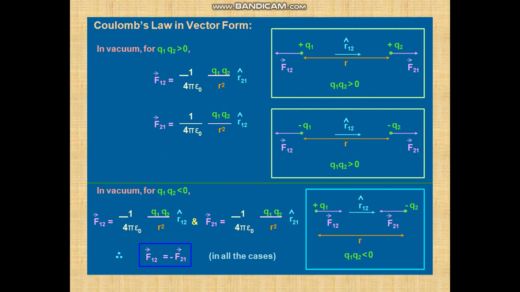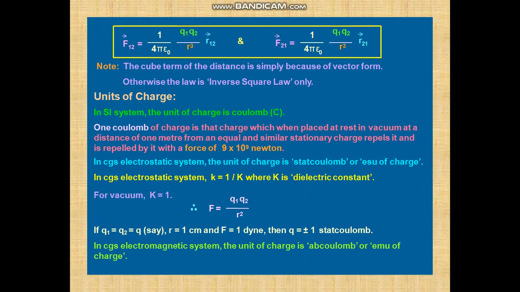And if two positive charges or two negative charges are lying at some distance, then the force of interaction between the two charges will be repulsive. And if Q1 Q2 is less than 0, it means the product will be negative. It is possible only when Q1 is positive and Q2 is negative, or Q1 is negative and Q2 is positive. So in this condition the force becomes attractive.